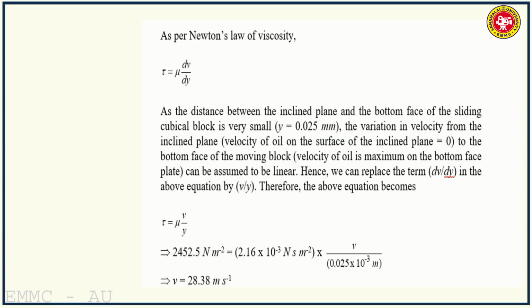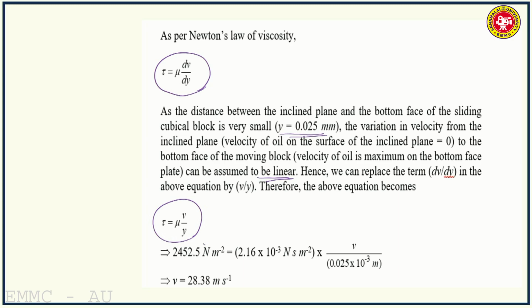So again we will use Newton's law of viscosity. Tau is equal to mu multiplied by the velocity gradient dV over dy. Again we assume that as the distance between the inclined plane and the bottom face of the sliding cubical block is very small, 0.025 millimeter, the variation in velocity from the inclined plane to the bottom face of the moving block can be assumed to be linear. Hence, we can replace dV over dy by V by y. Therefore, the above equation becomes tau is equal to mu multiplied by V over y.